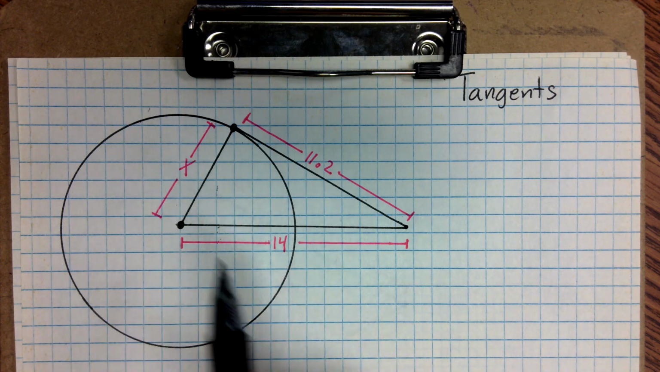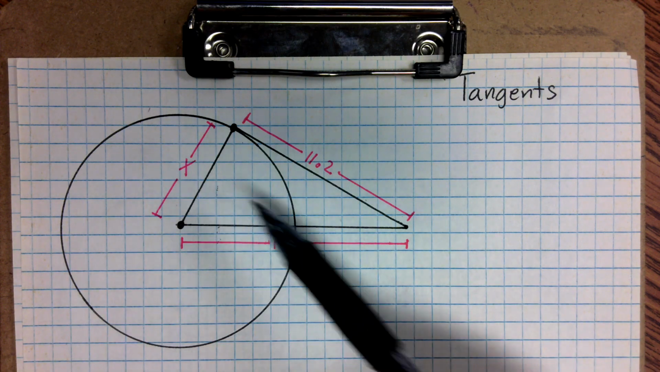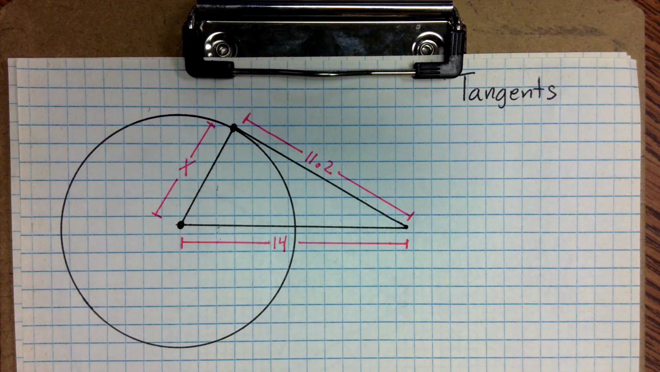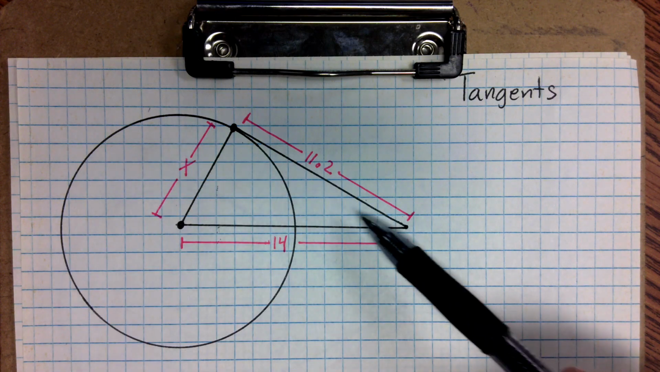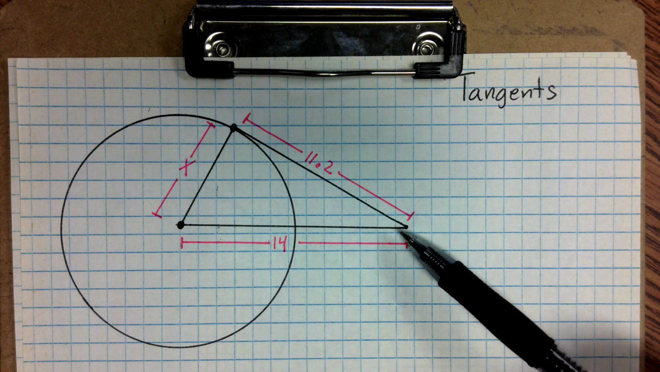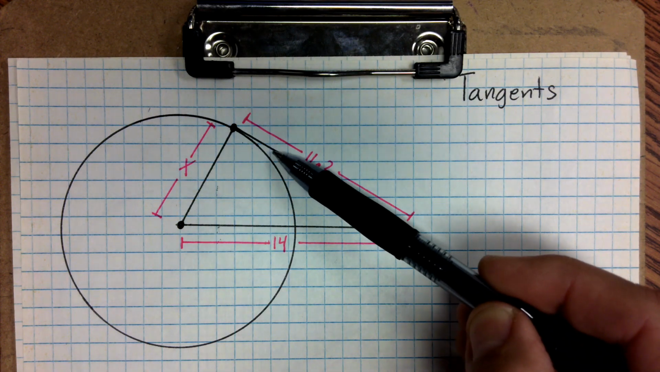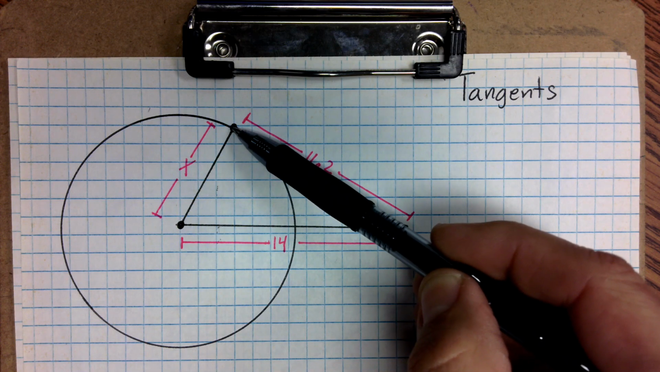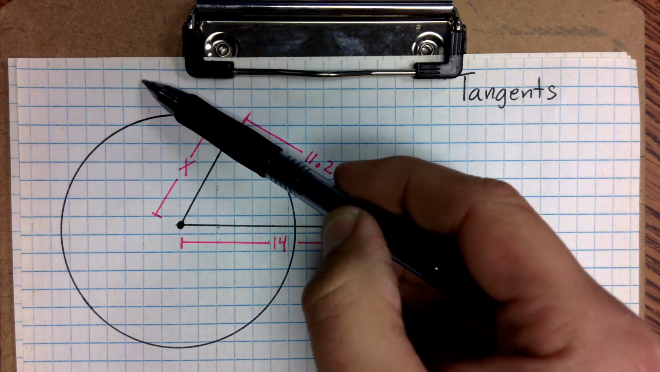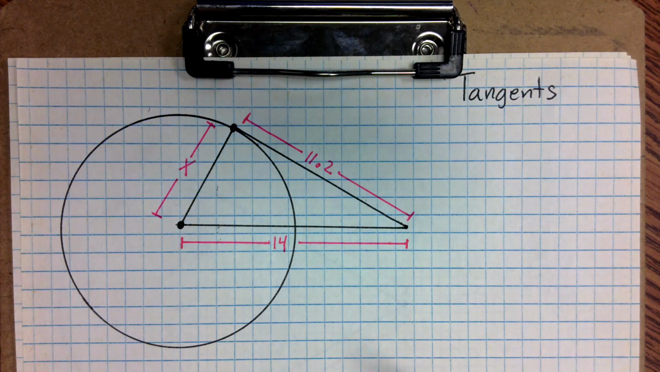So notice this problem right here. It wants us to find the value of x. Looking at this initially might look confusing because you've got this circle here and you have this line going across. But notice that this line labeled 11.2, if I were to continue it, would touch the circle at this point and then just continue, but it never enters the circle.